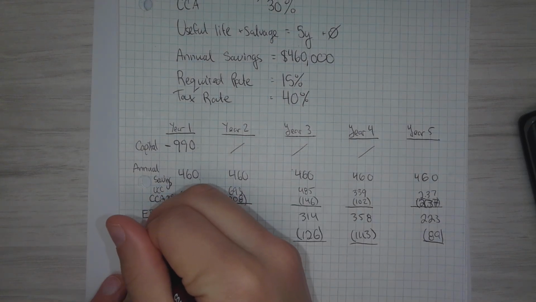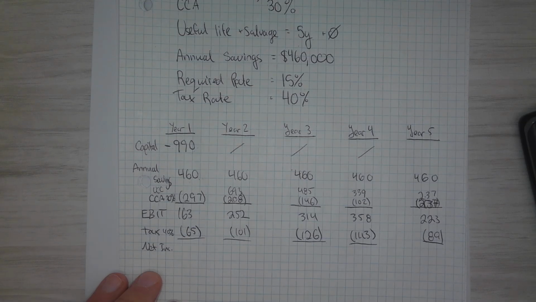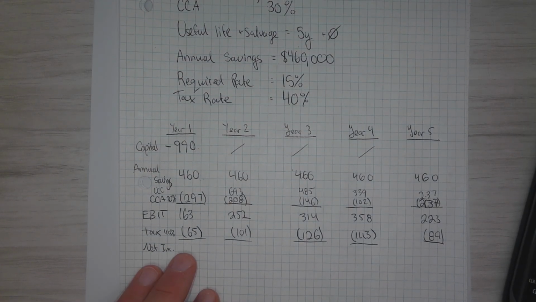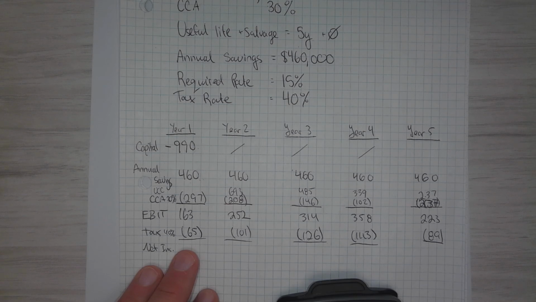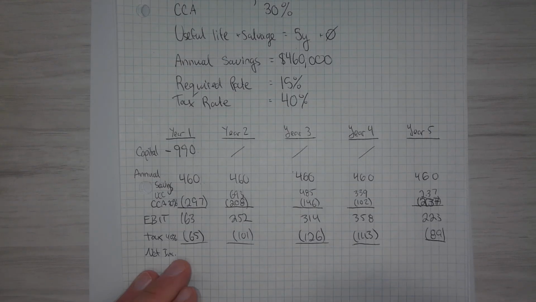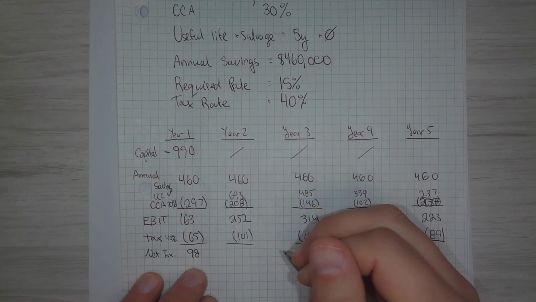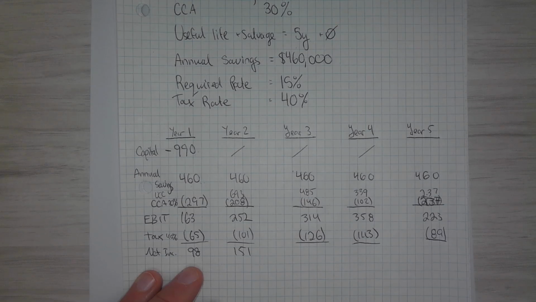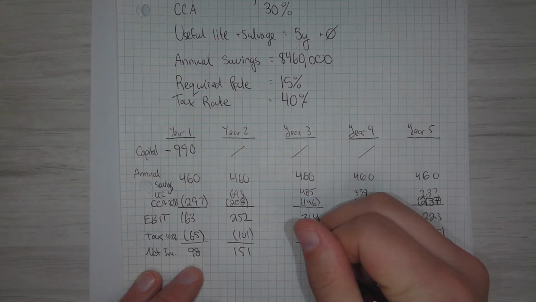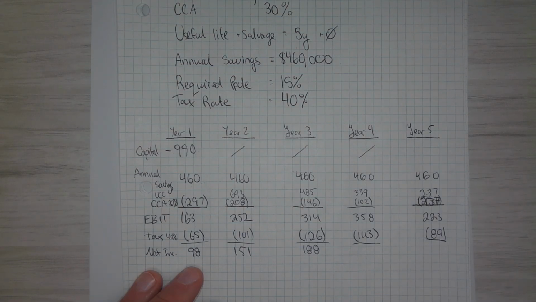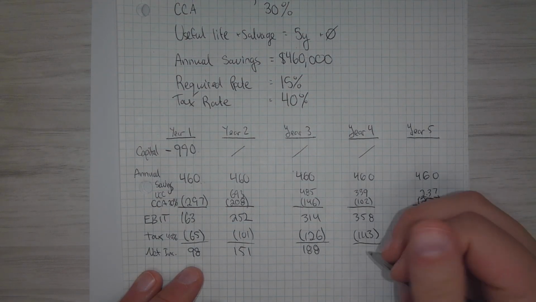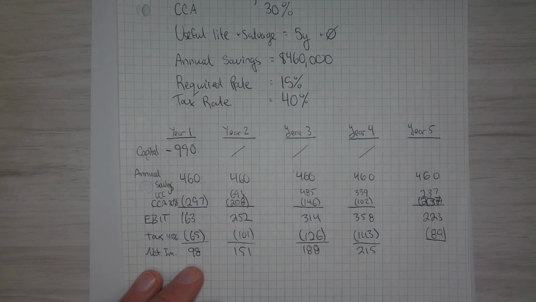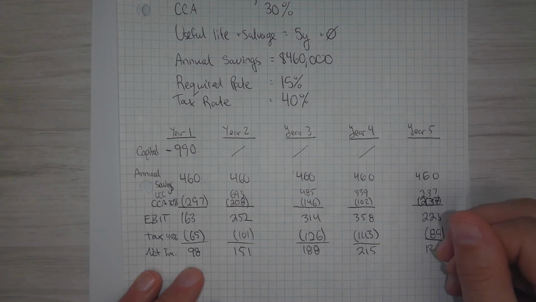So now we end up with the net income of $98, $151, $188, $215, and $134.